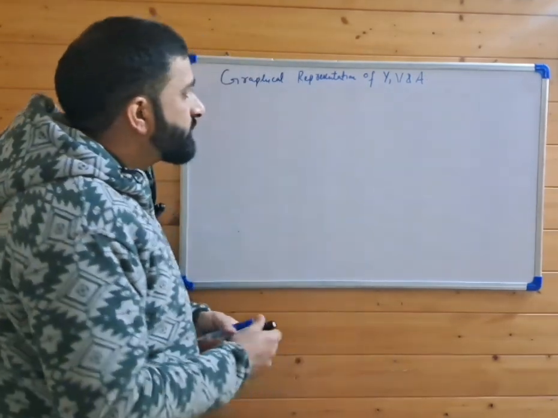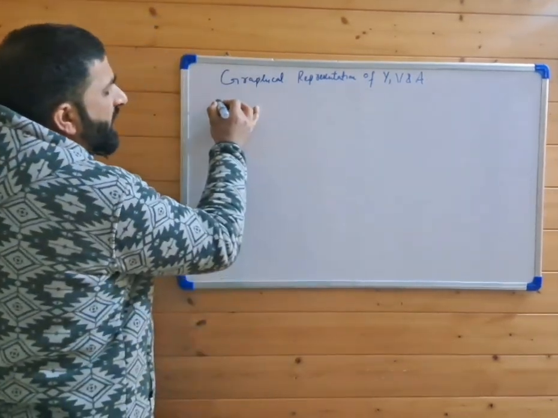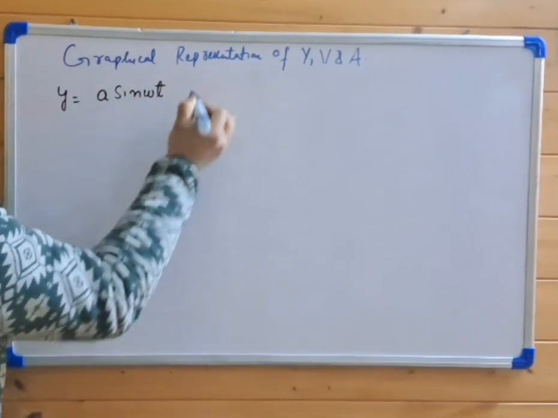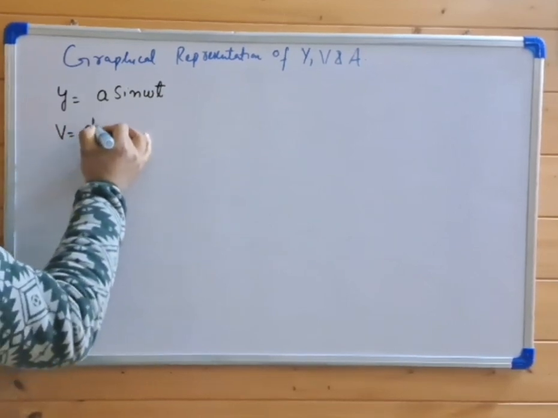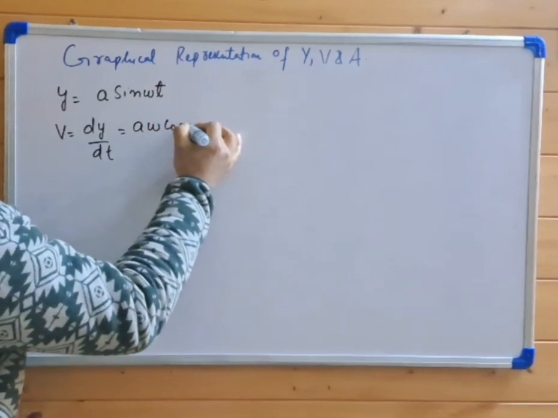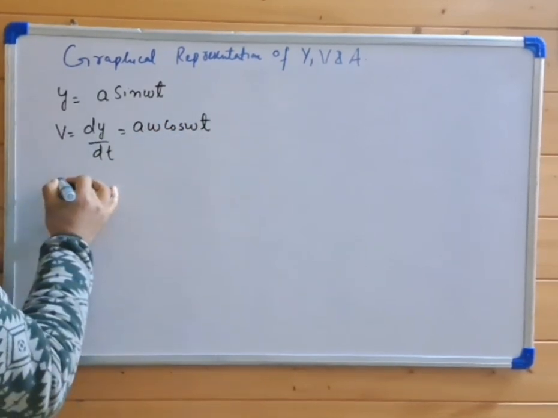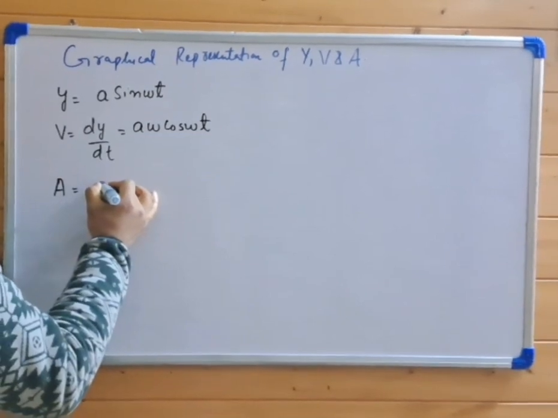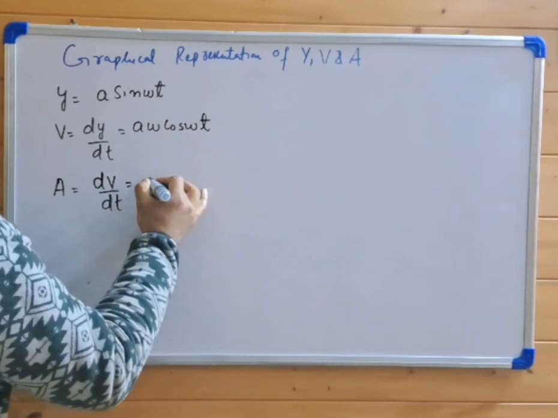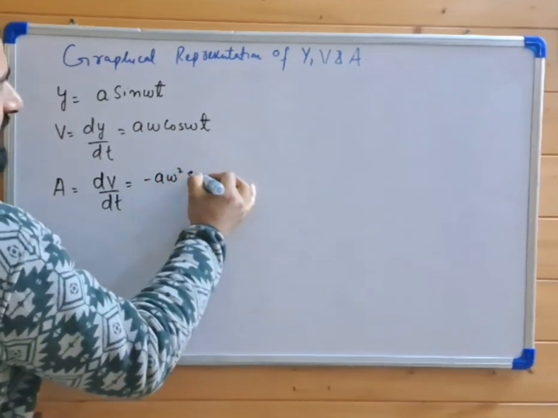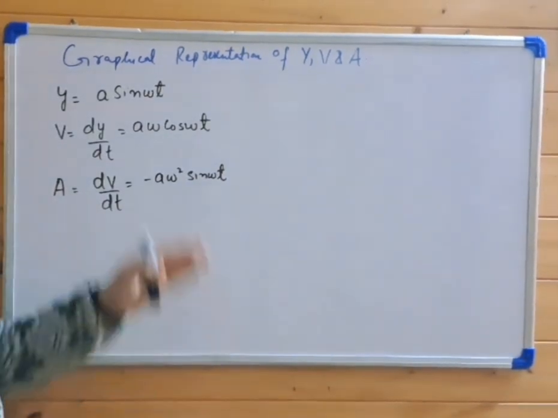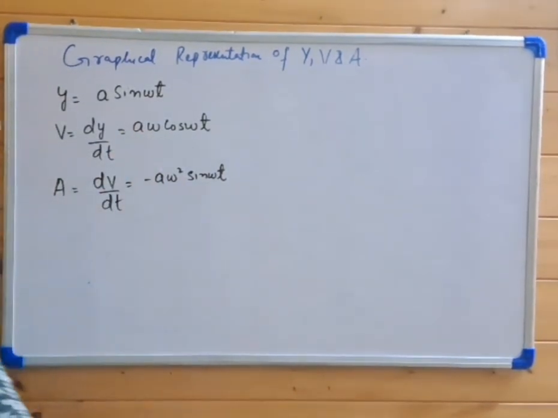Let's calculate. Now we know that displacement y is equal to a sine omega t, and velocity is equal to dy by dt, that is equal to a omega cos omega t, and acceleration a is equal to dv by dt, the rate of change of velocity, that is minus a omega square sine omega t. What do these mean? This has already been discussed in the previous lectures.